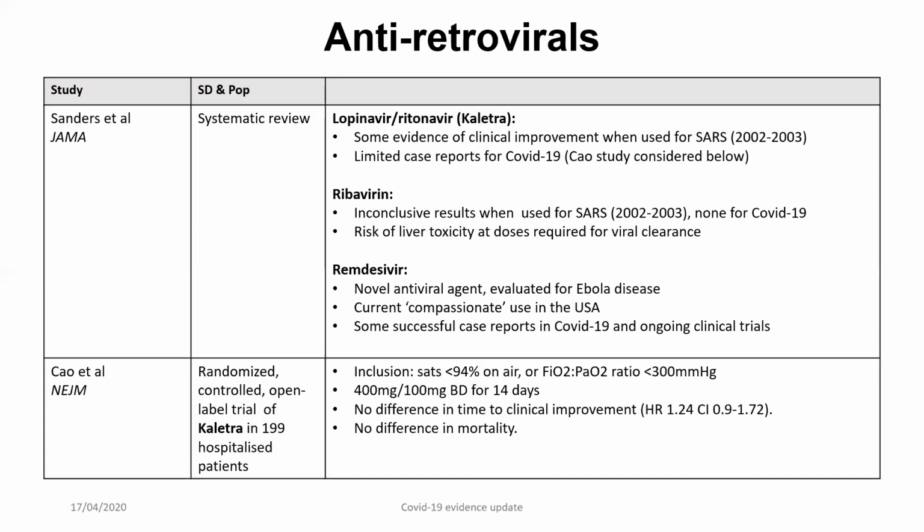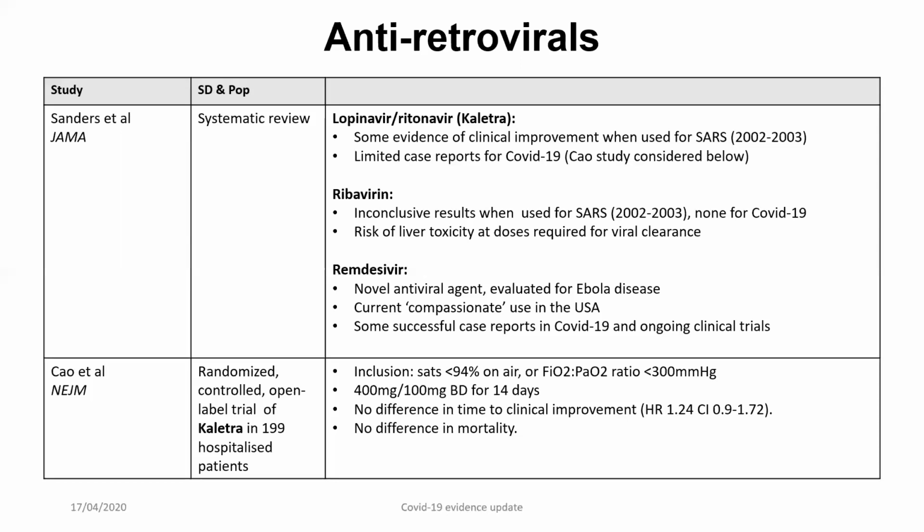Ribavirin has also been widely discussed. It was also used in the SARS outbreak with inconclusive results, and there are no results of ribavirin in COVID-19, partly because for its antiviral activity, you have to have very high doses, and this causes significant risk of liver toxicity, so it's not very easy to use.